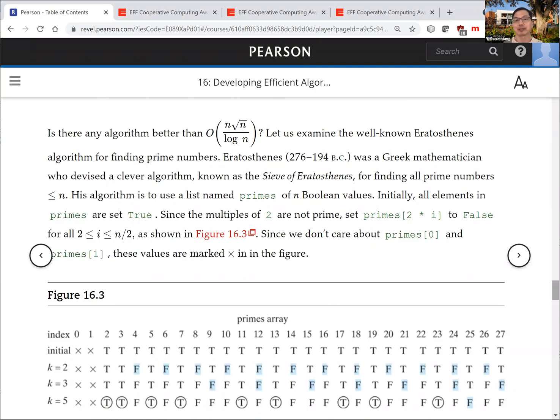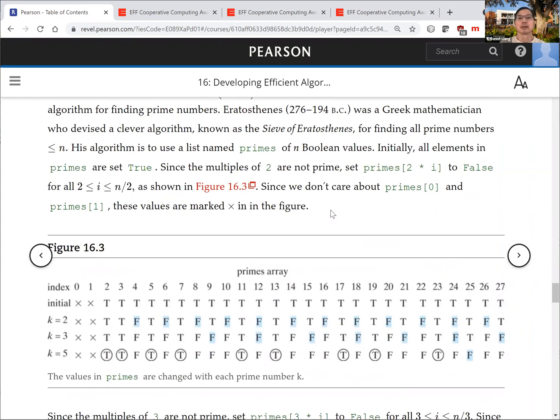There's another way to do it, and it's a very well-known algorithm called the sieve of Eratosthenes. This one uses a table. Let's illustrate it. The table is going to be very, very large, so we only show the first part of it.